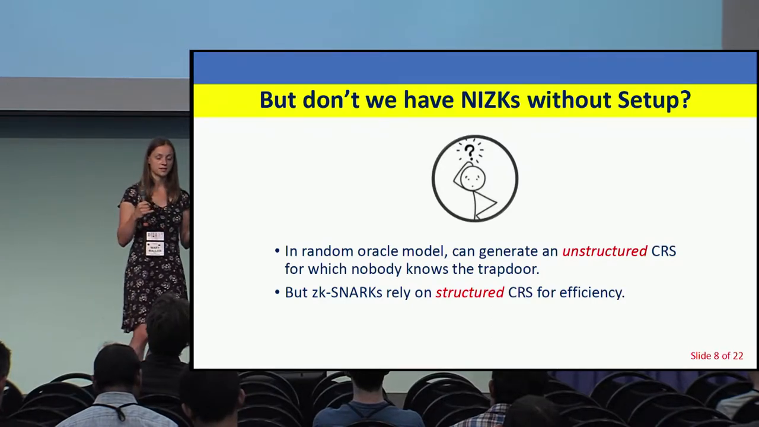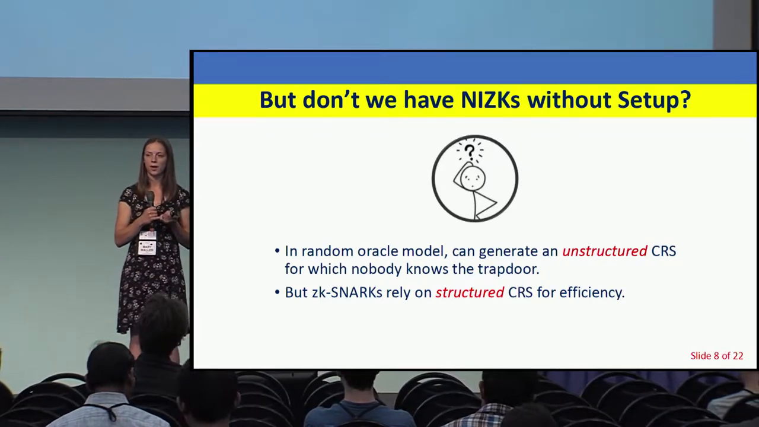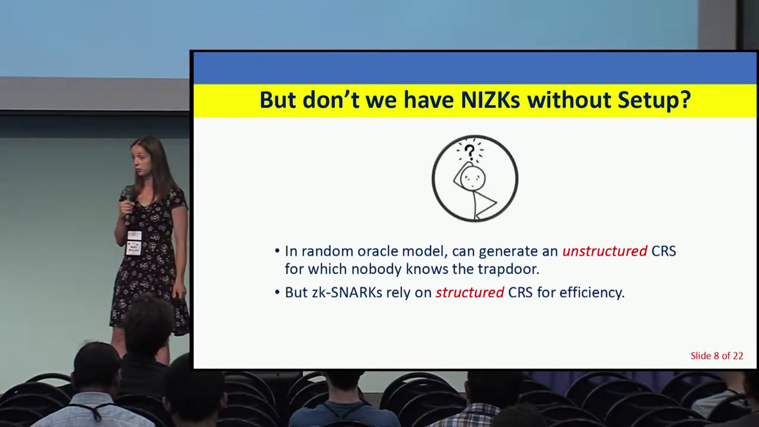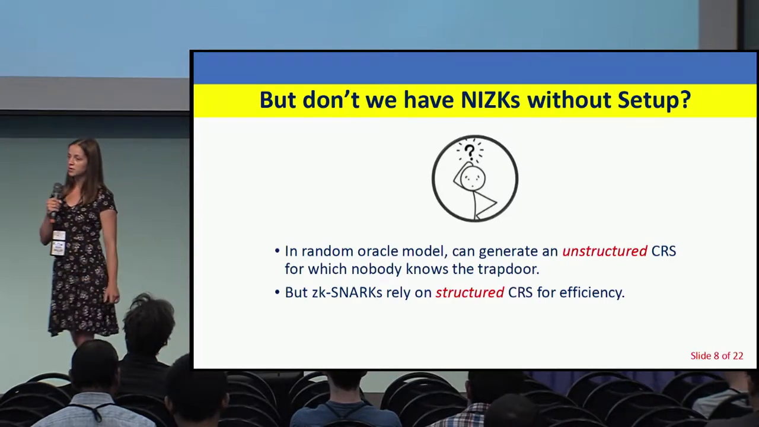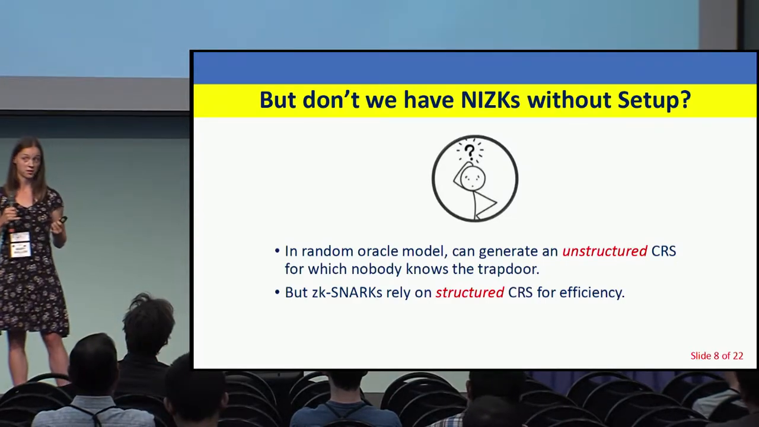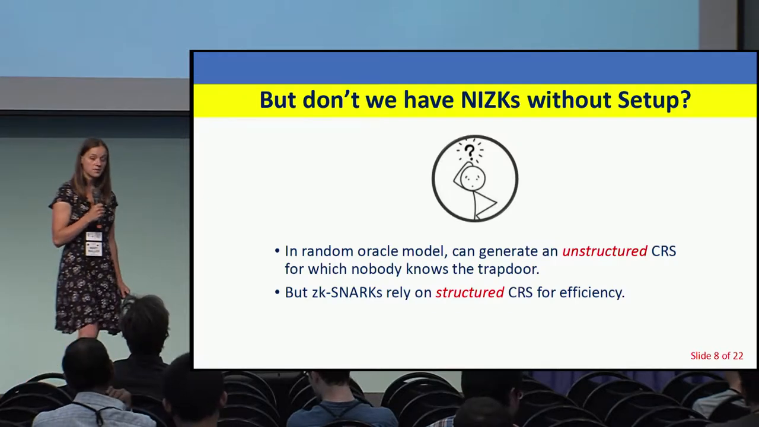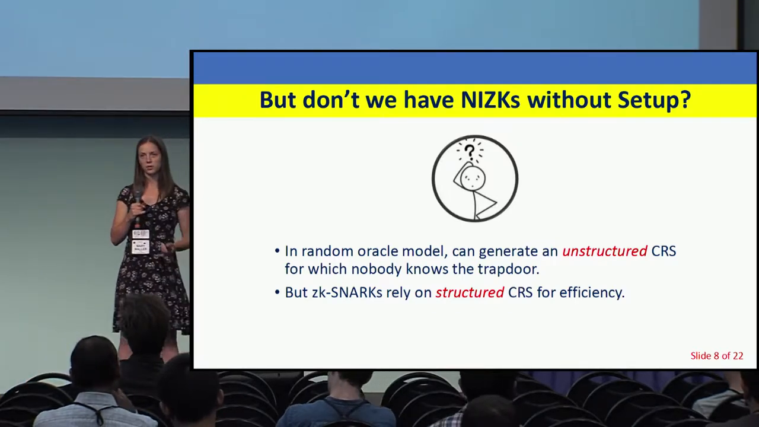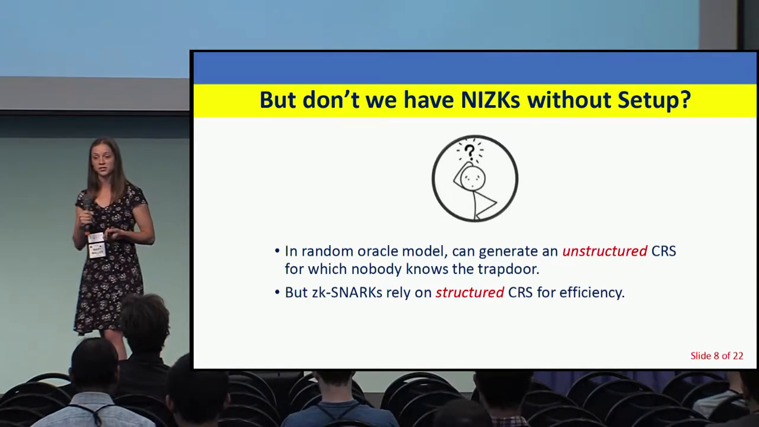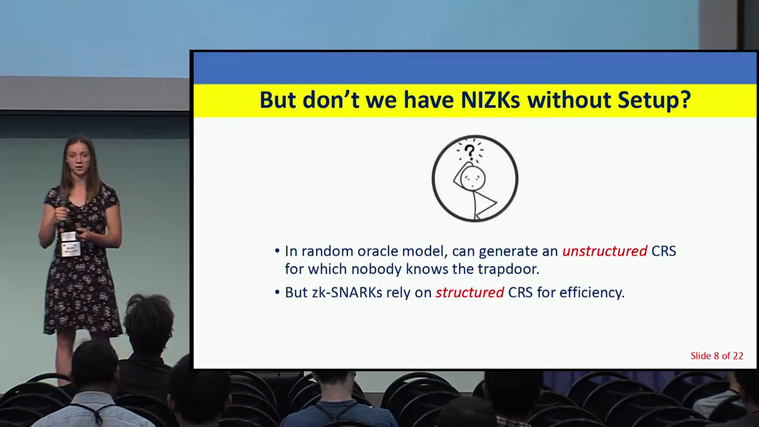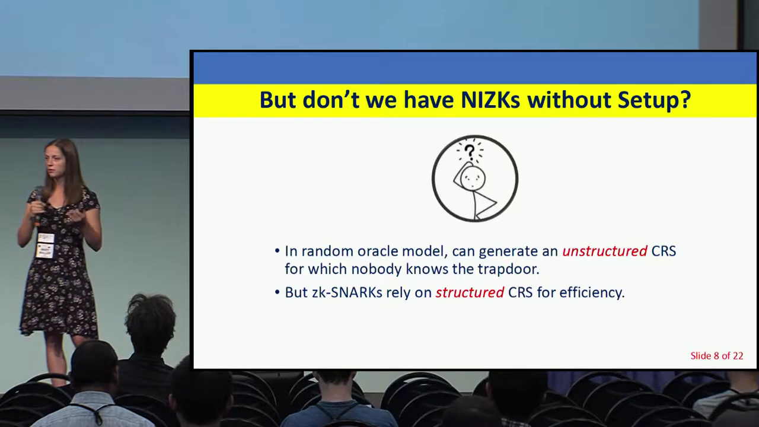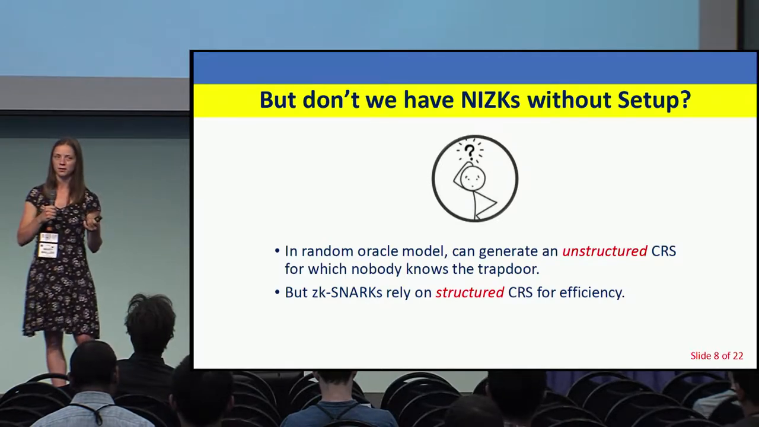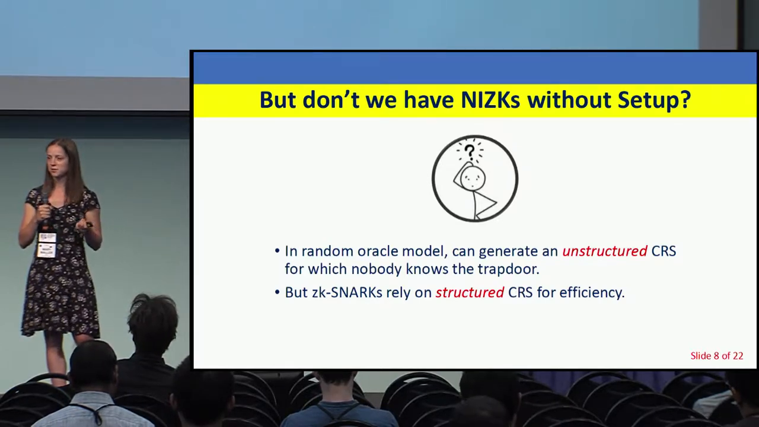So there are NISC systems out there where this can be done in the random oracle model, and it's not difficult. The reason it's not difficult is because they have no structure. But for SNARKs, pretty much all of their efficiency is gained because you do a lot of pre-computation, and you stick it into the common reference string. So if you were to get rid of all of that pre-computation, we don't know how to build systems without doing this, basically.